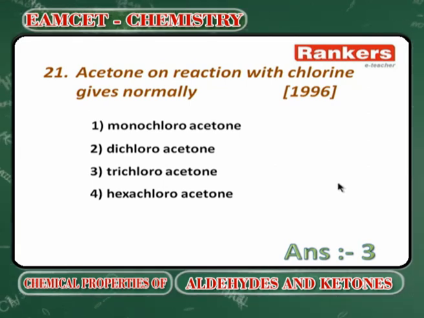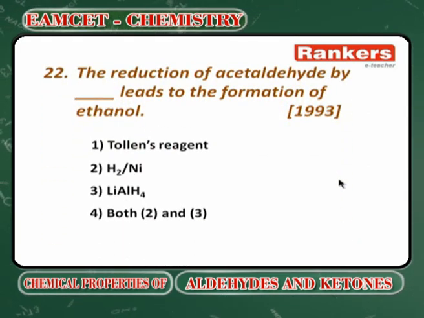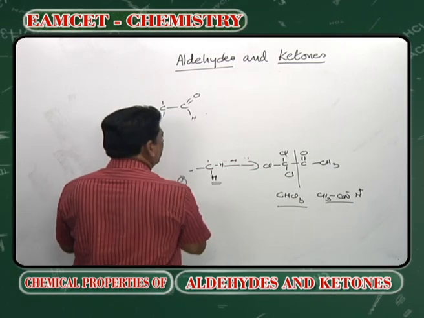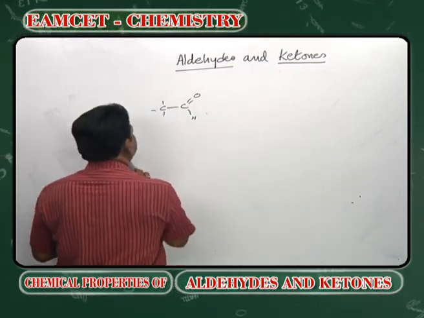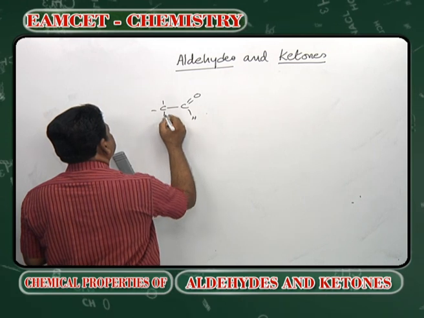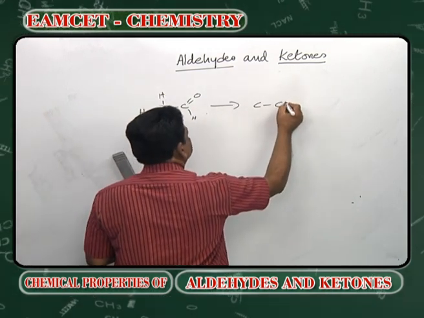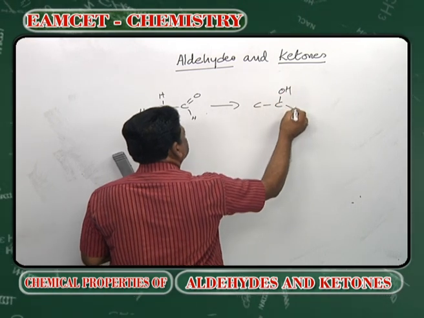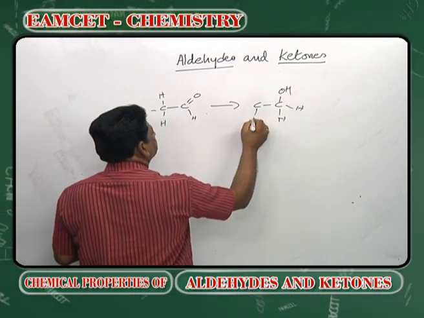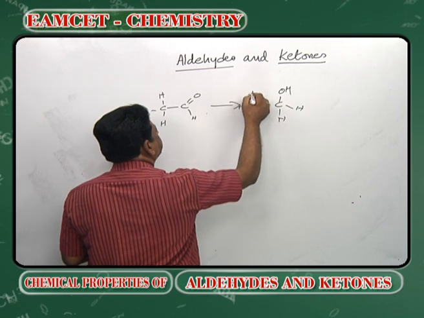So, I think next is question 22. The reduction of acetaldehyde by so and so leads to the formation of ethanol. So, acetaldehyde is reduced, acetaldehyde to ethanol. We have a variation in the reagents. Acetaldehyde is reduced to ethanol. Ethanol means the O will become OH, and 2 hydrogens are added. So, what is the reagent you need?